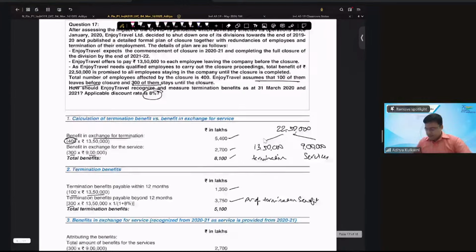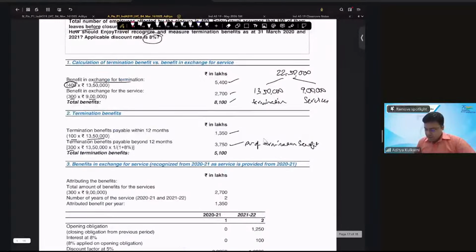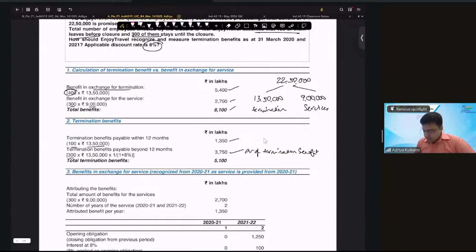All right. Now, in exchange of service, I am paying them 9 lakh rupees. That is 27 crores over 2 years. That means each year 13.5 crore I will be paying. I hope this also you would have understood.